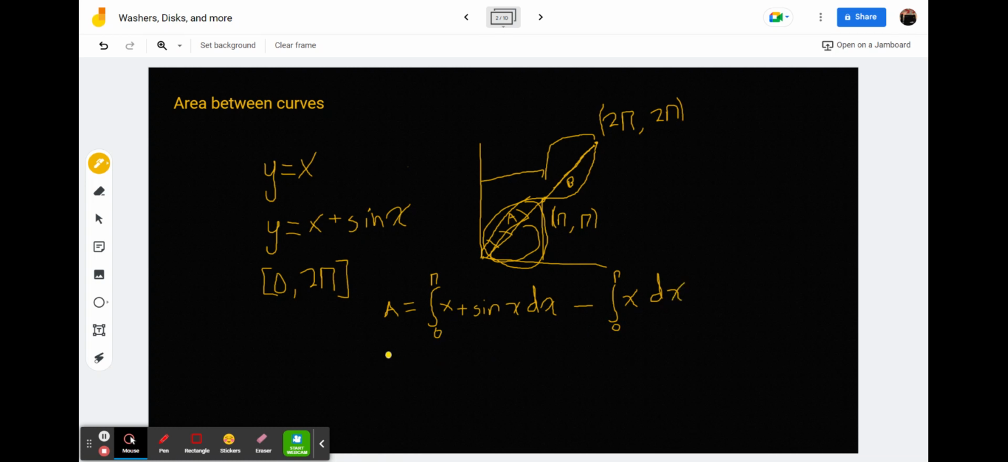Okay. And then for B, in this case, it's the y equals x graph that has the higher area underneath it. So we're going to take this whole area and subtract this bit in order to get the desired area of B. That means the integral from pi to 2 pi of x minus the integral from pi to 2 pi of x plus sine x.